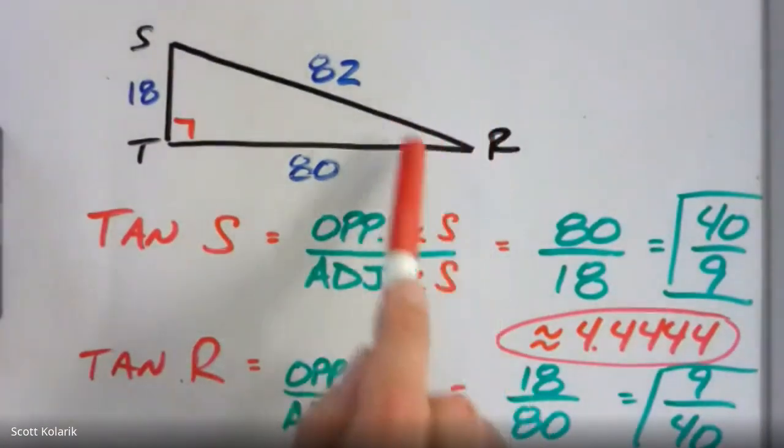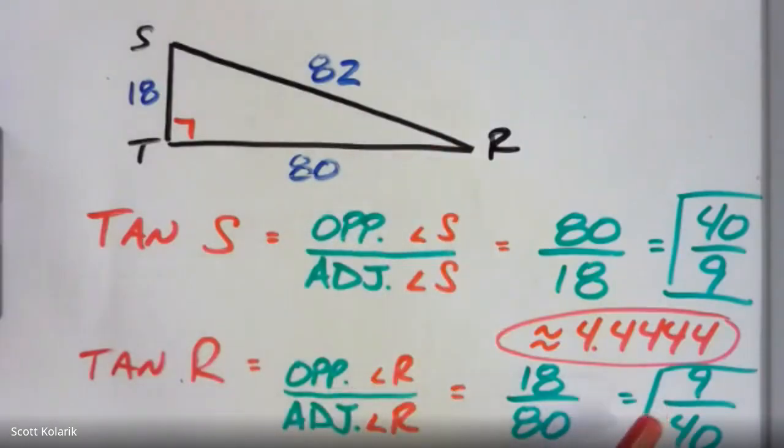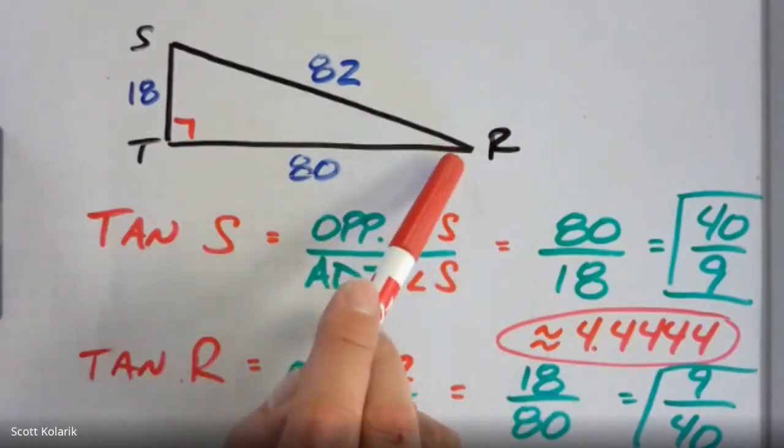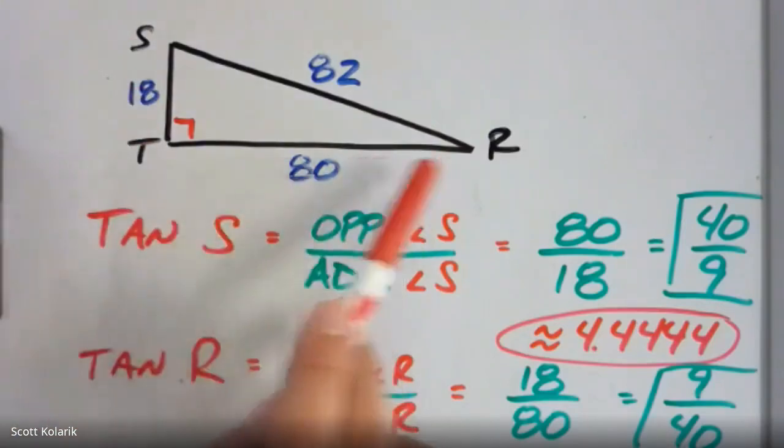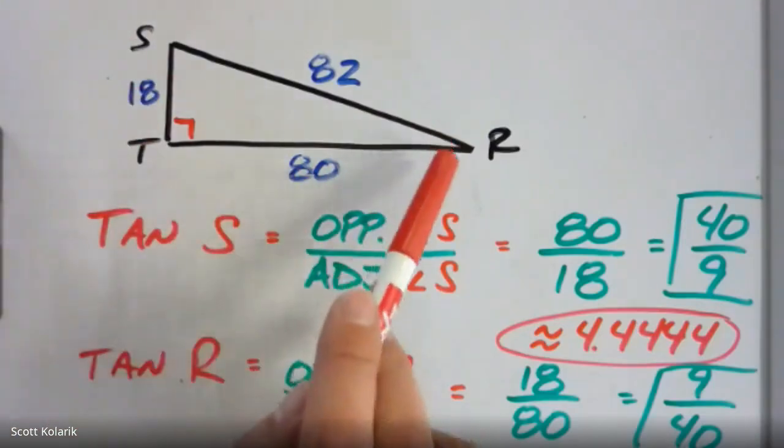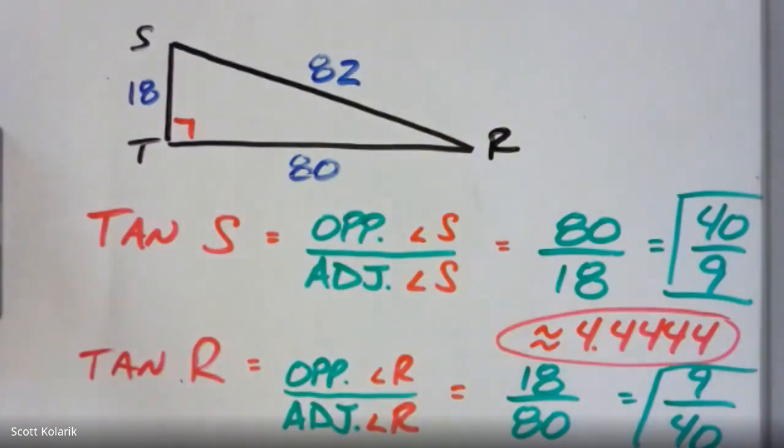Whatever angle measurement this one ended up being, this ratio we just solved for tells me how much smaller this angle's side is compared to the ones next to it. Okay. All right, let's move on.